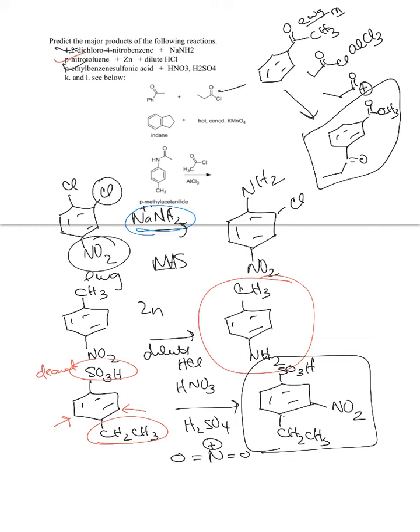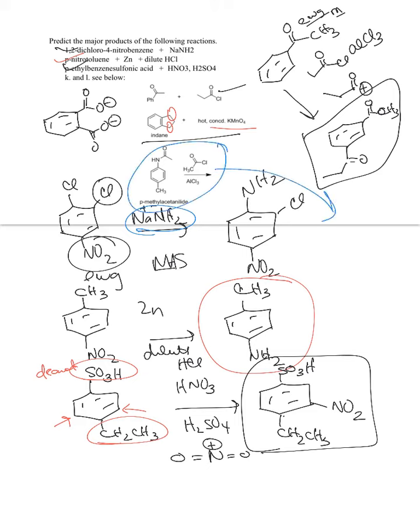Okay, this one, indane. These are your benzylic positions here, and both of them would get oxidized to the carboxylic acid. So you would have this carboxylic acid, and if you put in some acid, you would get the actual acid.